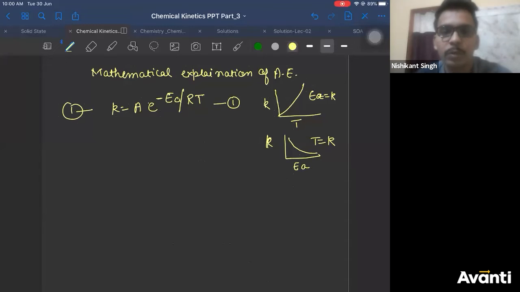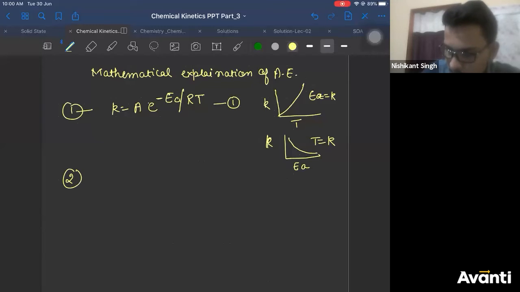Now we'll plot the second equation of Arrhenius. For the second equation, you can take log on both sides. Let us take ln on both sides. So ln k is equal to ln of A into e to the power minus Ea by RT.